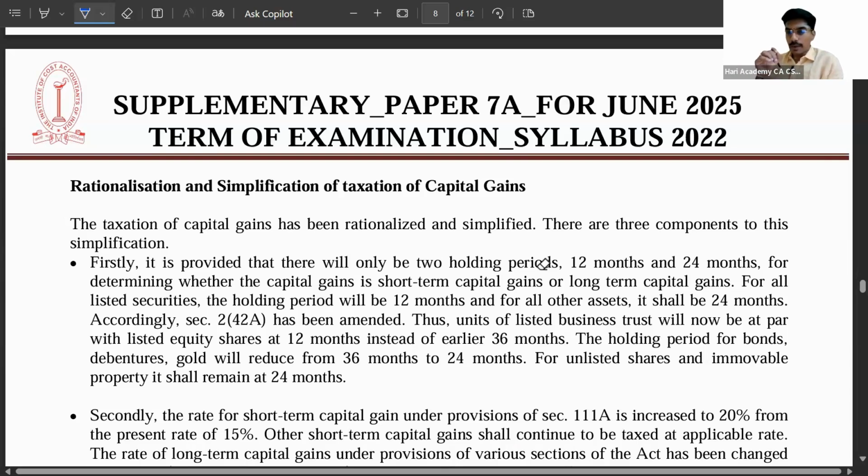As far as short term capital gain is concerned, earlier there was no indexation benefit. In case of long term capital gain, for assets other than shares, indexation benefit was available. And for both, we had separate rates of taxation in 111A, 112 and 112A. 111A gives the rate for listed securities short term. 112 is for long term on all assets.